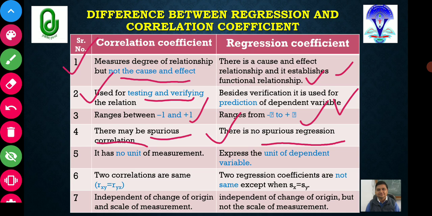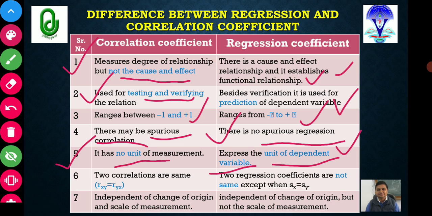Then another important point is that the correlation coefficient has no unit of measurement. It will not be having any unit of measurement, whereas the regression coefficient will take the unit of the dependent variable. This is a very important point. We have already discussed in the last class. It is expressed in terms of the unit of the dependent variable.